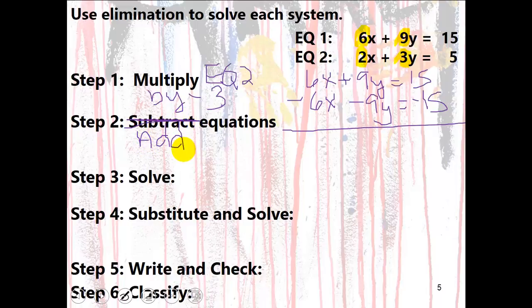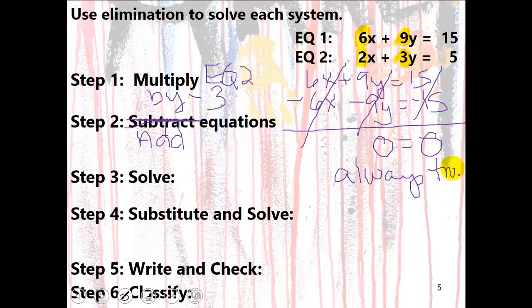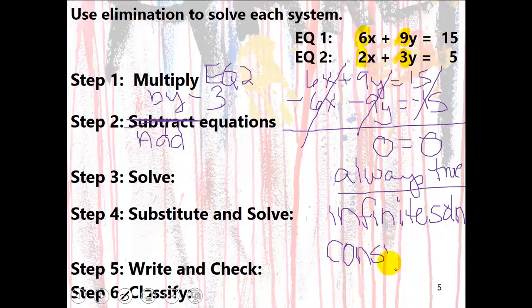Add those equations. The x's drop out, the y's drop out, so I'm left with 0 on the left-hand side, and this drops out too. So I get 0 equals 0. This is always true. That means every answer to equation 1 is also going to be an answer to equation 2. So this is infinite solutions. And this is consistent, dependent.